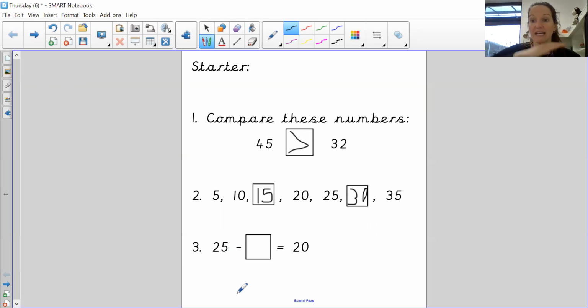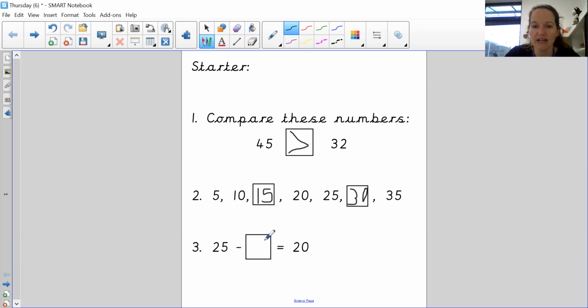So 25, take away something equals 20. How am I going to do this? I can start with 25 in my head, and I'm going to take away until I get to 20. Now that will work in this case because we don't have to count very far. So I'm going to put 25 in my head, and count backwards until I get to 20. So I'm going to go 24, 23, 22, 21, 20. Well done. Yeah, so it is 5.